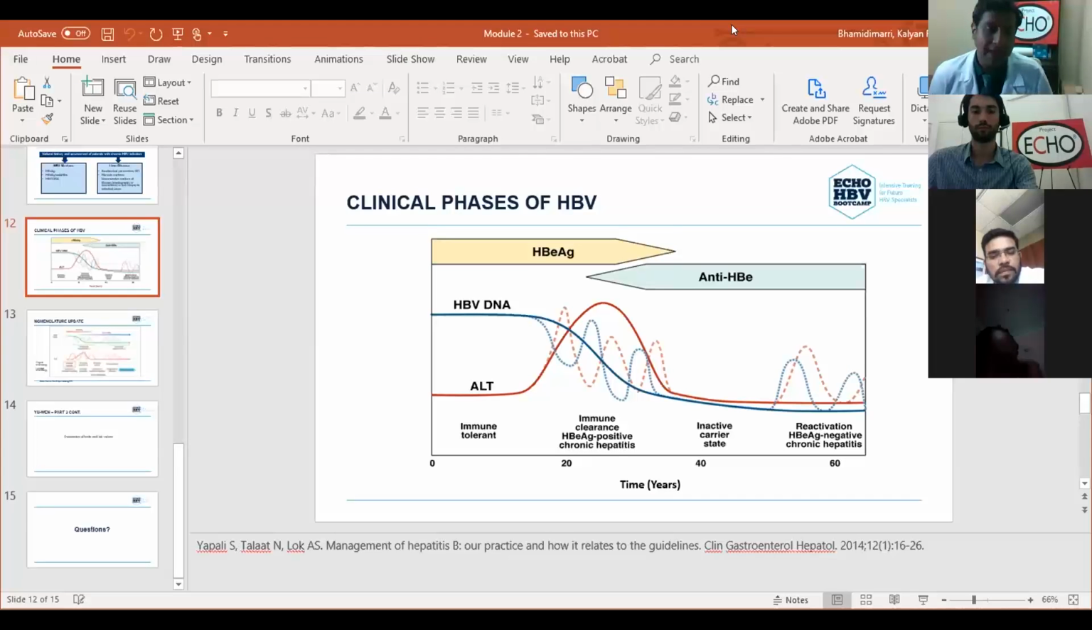If you look at any of these monoclonal antibodies, the package insert basically says you need to treat a carrier of hepatitis B, meaning the surface antigen should be positive and they should also have some DNA level. In that scenario, yes, you can use either entecavir or tenofovir.